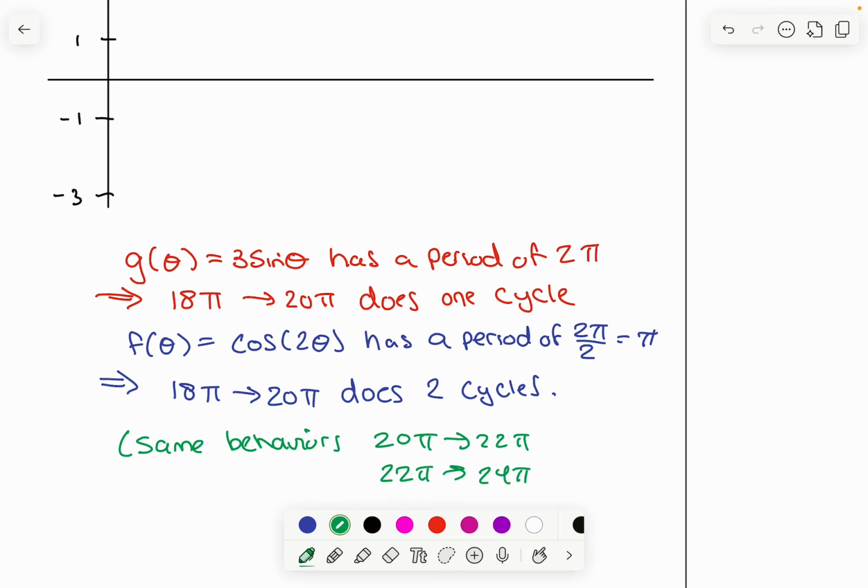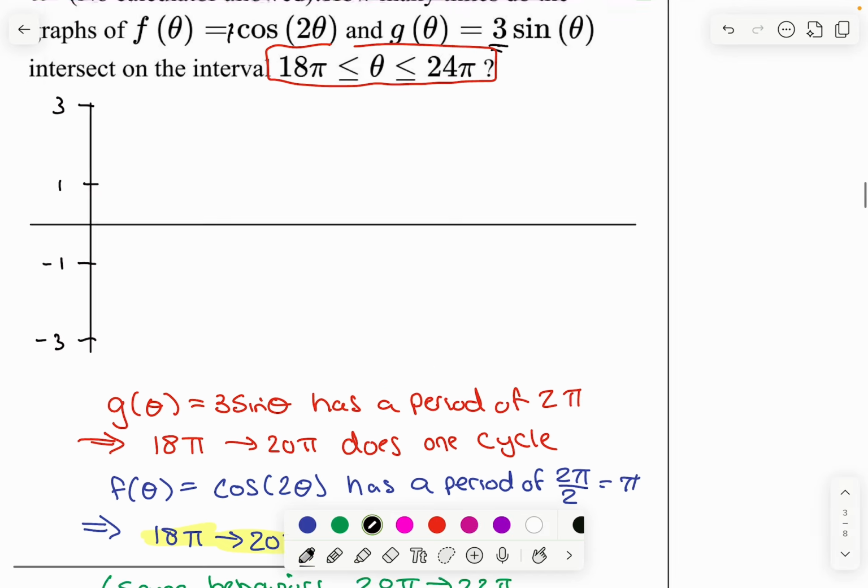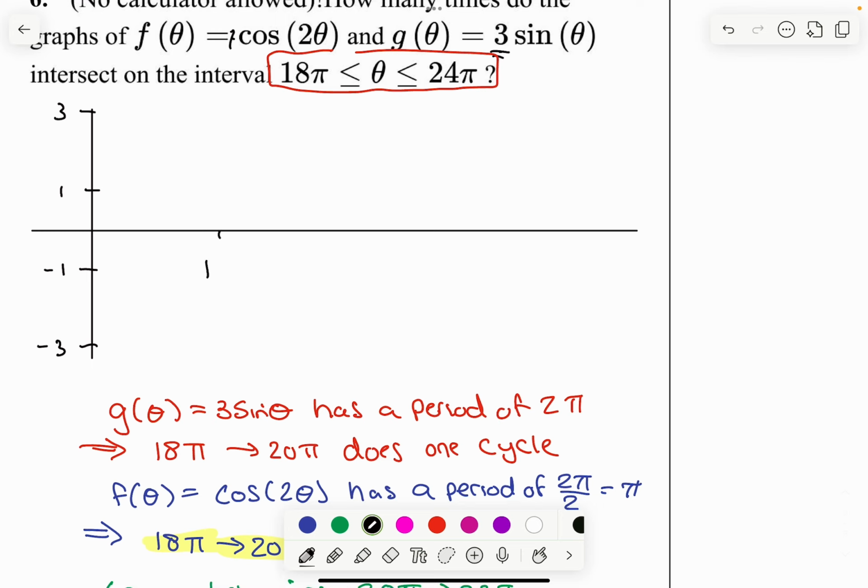So as a strategy, let's just analyze these graphs, sketch these graphs, and see how many times they intersect on that interval, and then we'll just times that by 3. That's the strategy. Again, this doesn't have to be perfectly to scale. Let's just say 18 pi is here, and let's give ourselves a nice width here. That's 20 pi. That would be 19 pi. Half of that would be 18.5 pi, also known as 37 pi over 2, and this would be 39 pi over 2.